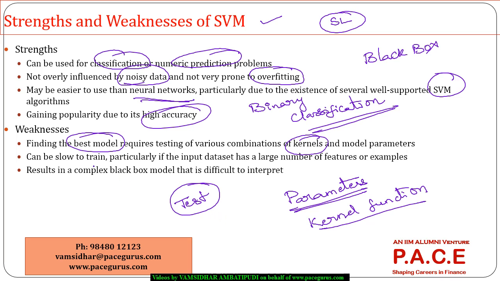So the training process is very slow, and that too if there are a good number of features, variables are too large in number, examples are too many. In that case, probably the model becomes much slower. And another problem, which is more or less similar to that of neural networks, is that it's also a kind of complex black box. The interpretation of the model is quite difficult. So these are some of the weaknesses associated with the support vector machine.